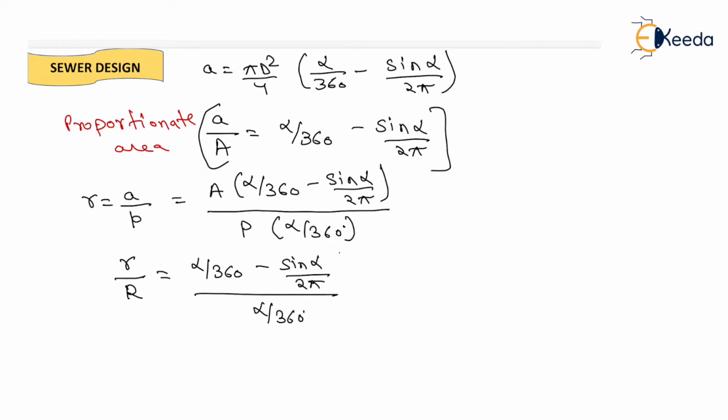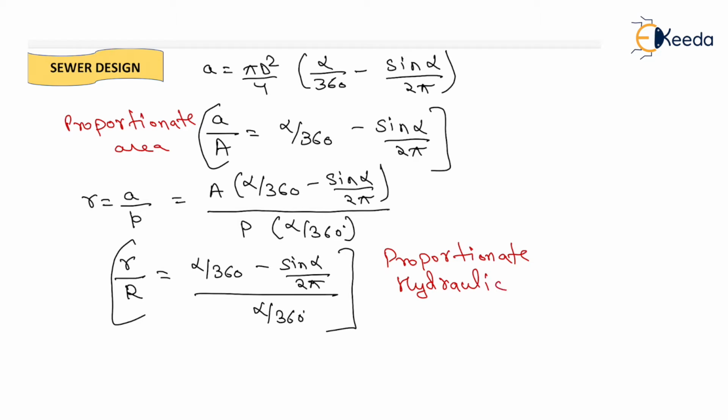And what do we call it? We call it the proportionate hydraulic mean radius. Now we have determined the proportionate hydraulic mean radius. Now we will go for the determination of velocity of flow according to Manning's formula.